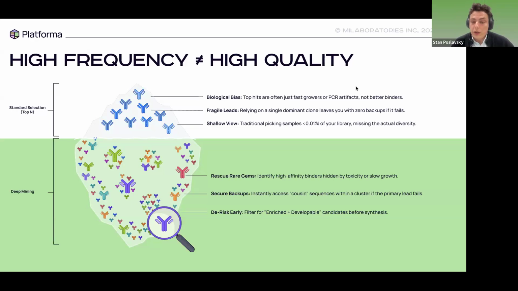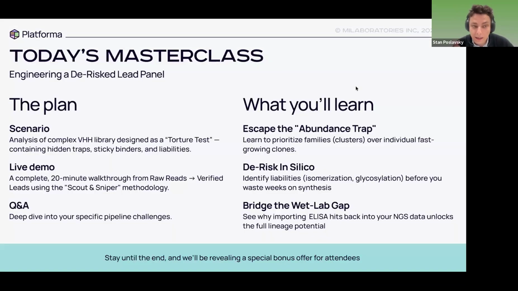It allows us to rescue rare gems and identify high affinity binders hidden by slow growth, for example, and have a backup. So if we have candidates that fail downstream in developability assays, then we have backups that we can use to secure our campaign and de-risk early with in silico methods that allow us to predict developability properties early. We can better navigate through selection. But this deep mining actually requires a pretty sophisticated computational workflow, and that's what we will be focusing on today: how to build and engineer a campaign to have, at the end, a de-risked lead panel of candidates.